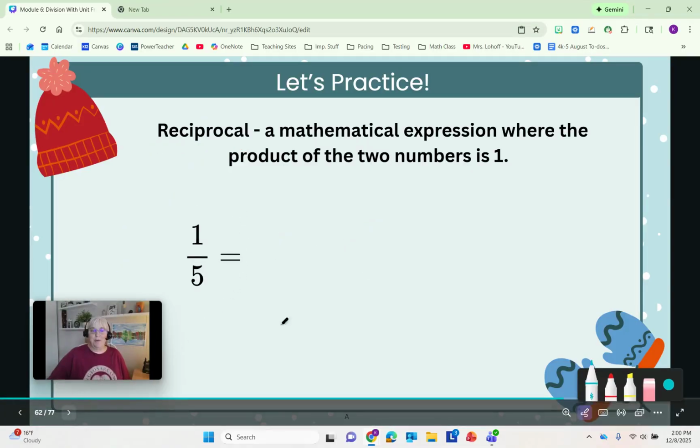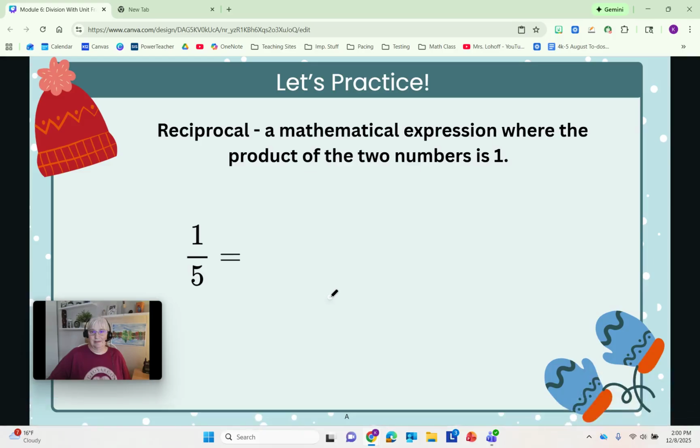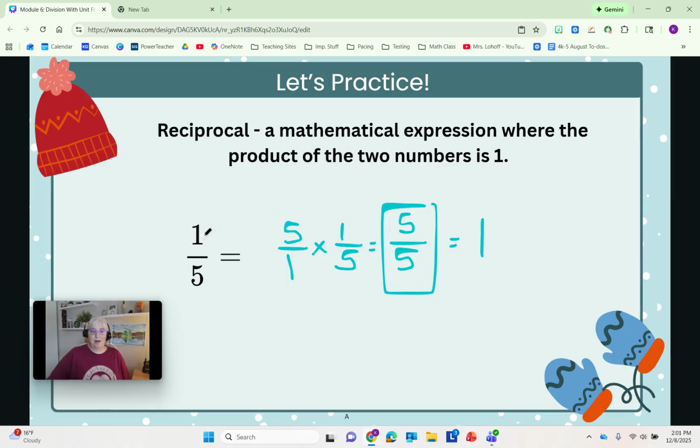So what will be the reciprocal of this fraction? I hope you flipped it and got 5/1, which is 5. If we multiply that times the original number 1/5, we will get 5 times 1 is 5, and 1 times 5 is 5. Any fraction where the top number and the bottom number is the same is equal to 1. So the reciprocal of 1/5 is 5/1.